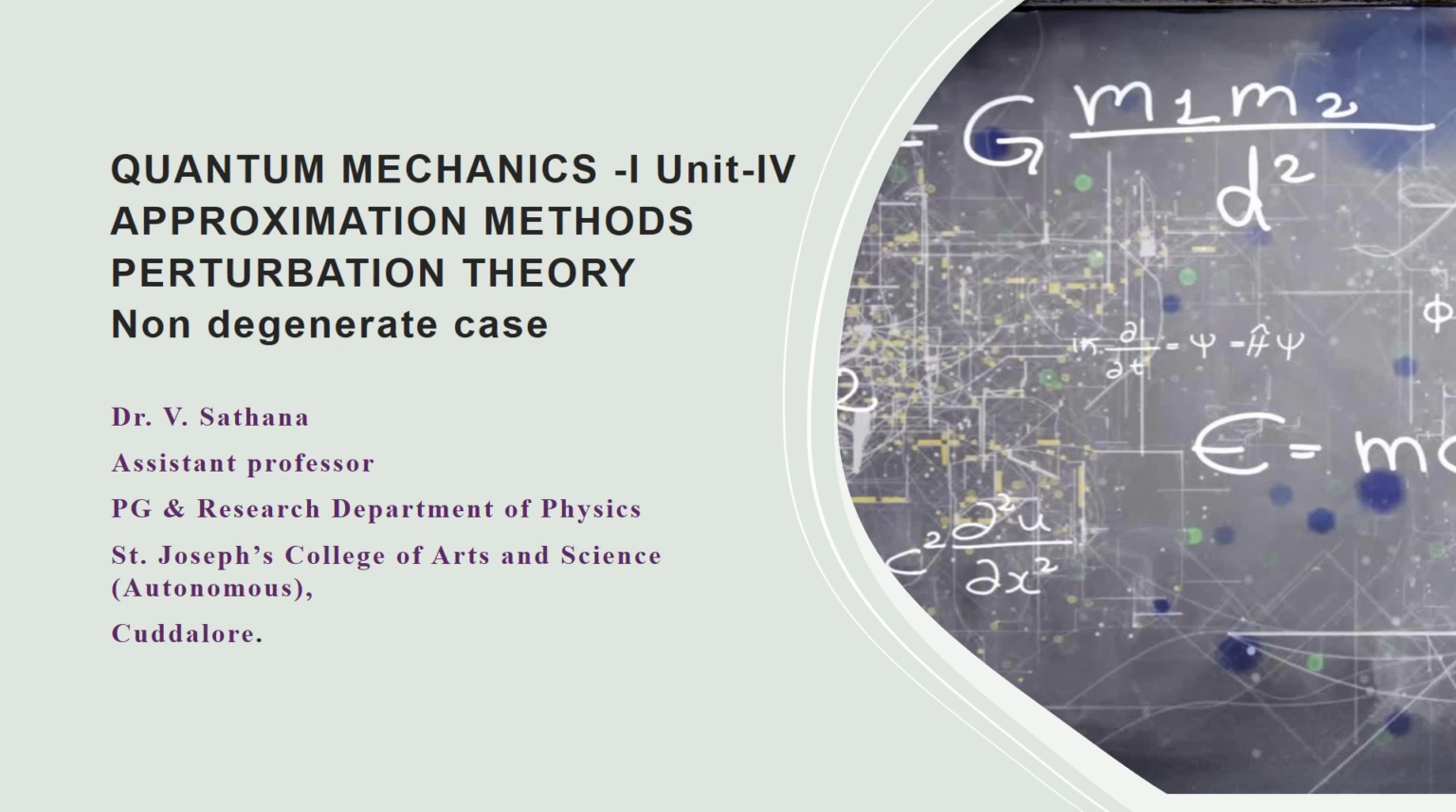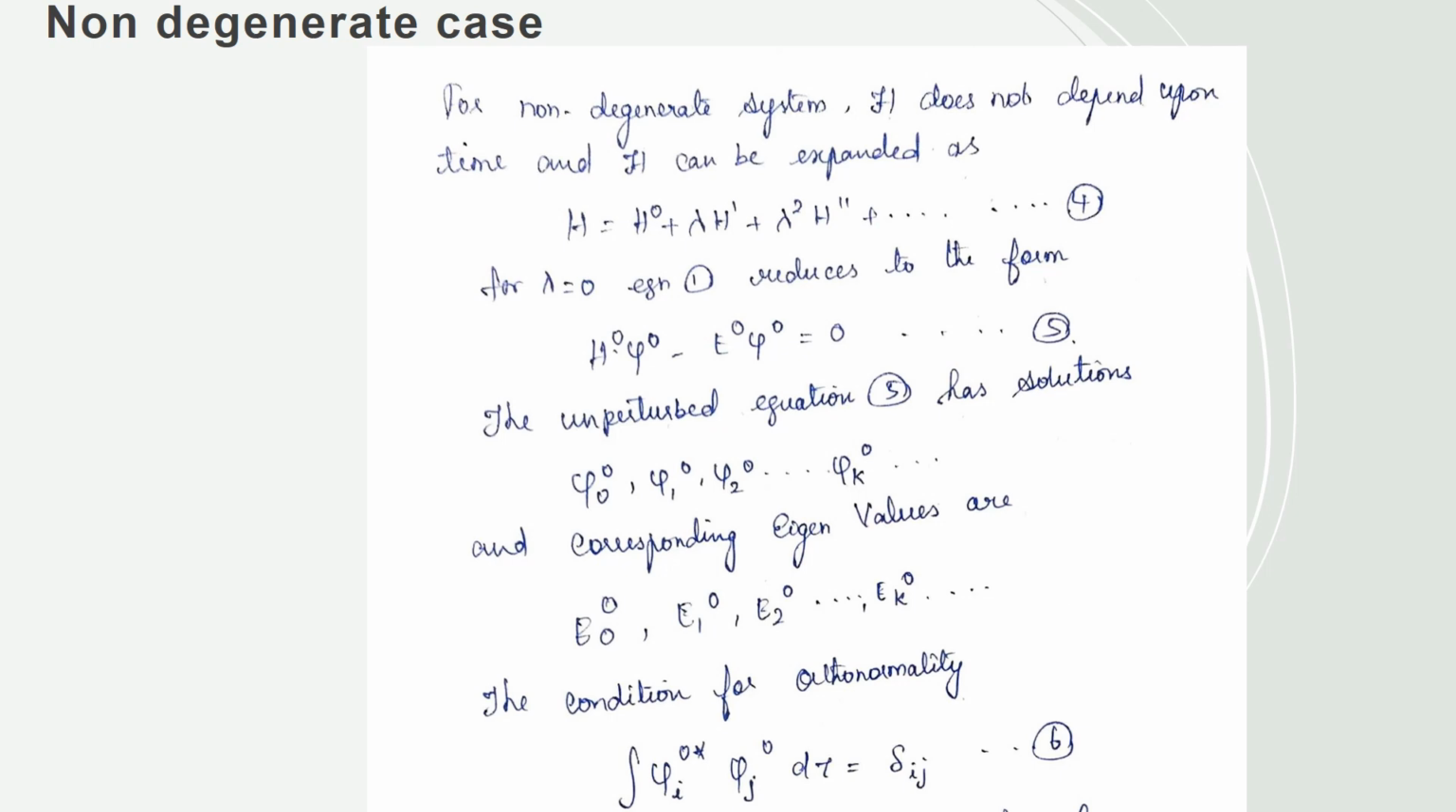In the last video, we have discussed about the perturbation theory. In this video, we are going to discuss about the perturbation theory in non-degenerate case. Non-degenerate system is a system which has only one eigenfunction corresponding to each eigenvalue. That is, it has same number of states and same number of energy levels.